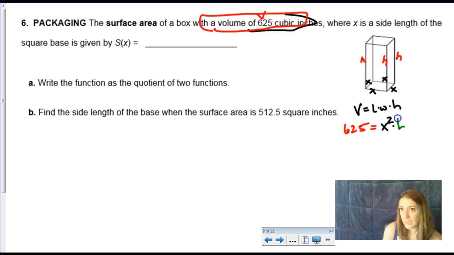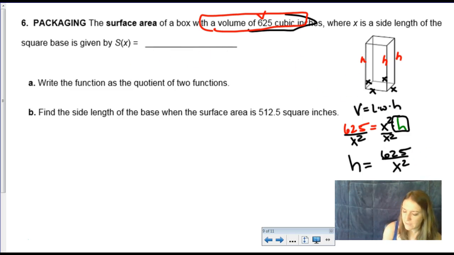So what if I wrote it like this? The question is, what does it say? So they want me to write the setup for the surface area. This will be a hoot. All right, so the problem is this h. I don't have any numbers for h, so if I can just quickly solve for h, that'd be really easy, actually. We could just divide by x squared. So I'm going to represent the height of this box as 625 divided by x squared.